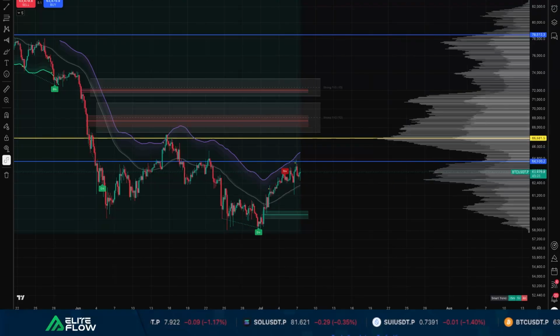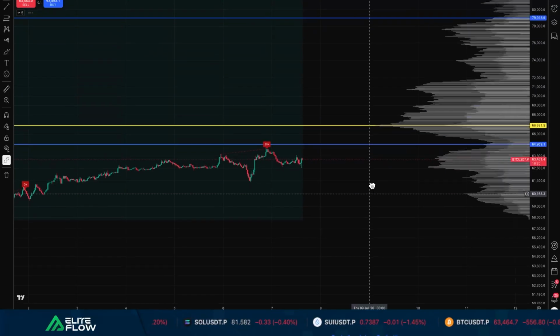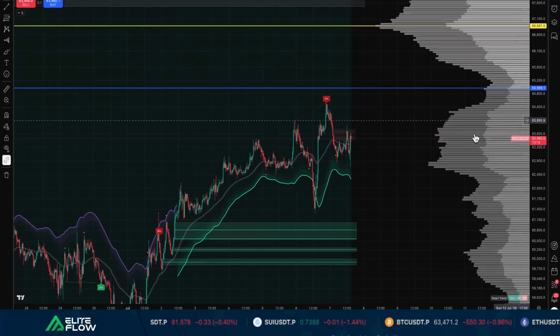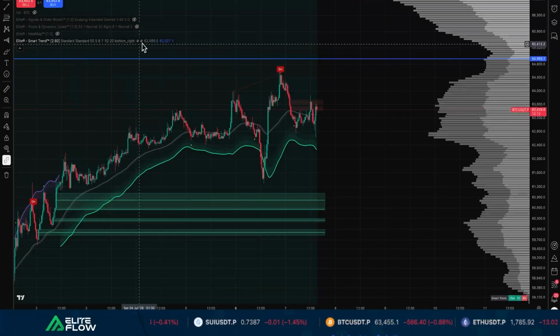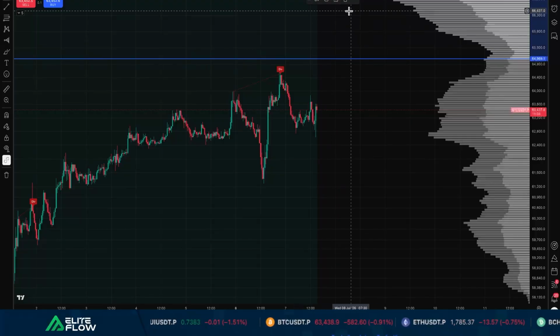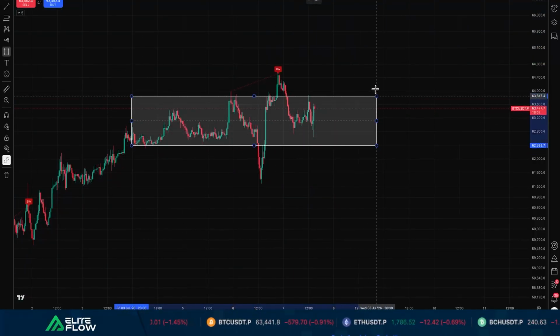Now let's zoom in and see what is going on with Bitcoin. I'm going to hide our indicators really quickly as well, just so that I can give you a really nice reading, and I'm finished with this as well. We've essentially just got a range.